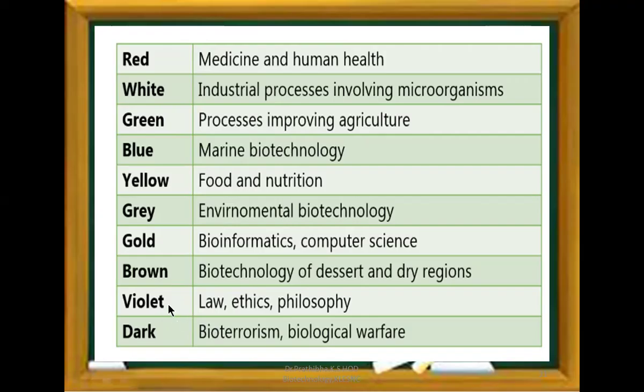Okay. Next, coming to violet biotechnology. This violet biotechnology deals with maintaining the laws, ethics, and philosophy of the biological system. It deals with the ethical, legal, and social issues surrounding biotechnology, including intellectual property rights, that is IPR, biosecurity, and regulatory frameworks, that is copyrights and patents. All this comes under violet biotechnology.